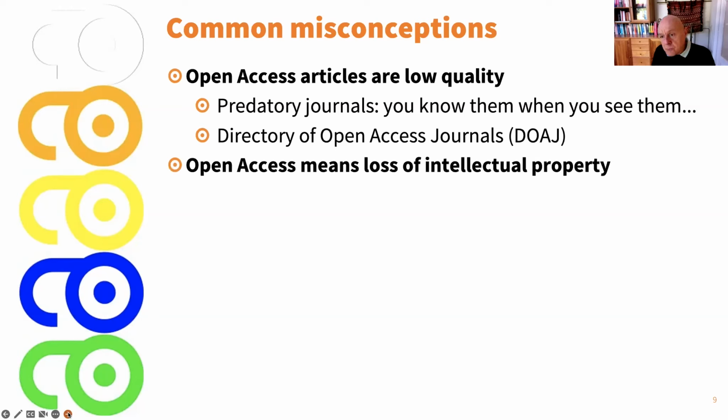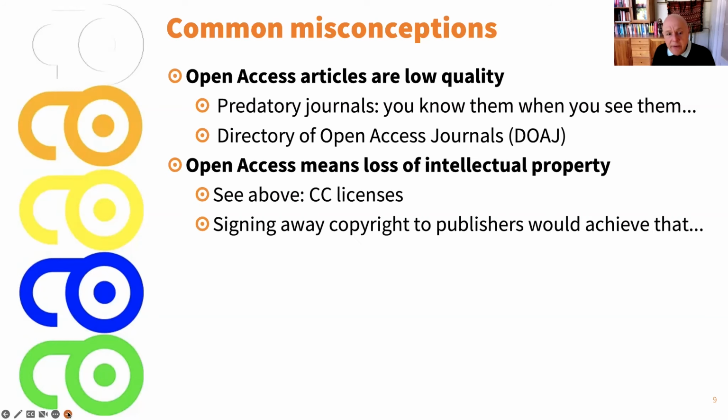A second canard that is going the rounds is that open access means loss of intellectual property. I think I have tried to explain to you that this is not at all the case. There are the CC licenses to protect your intellectual rights as an author. And as I always say, the real way in which you can lose your intellectual property is by signing away the copyright to the publishers, which often happens because authors do not realize that by signing a copyright transfer agreement, they sign away all the intellectual rights to their article.